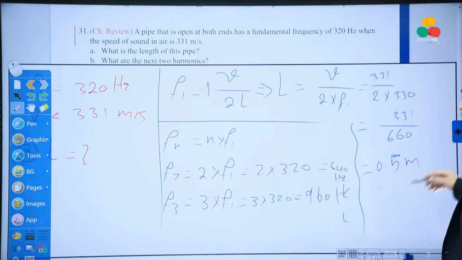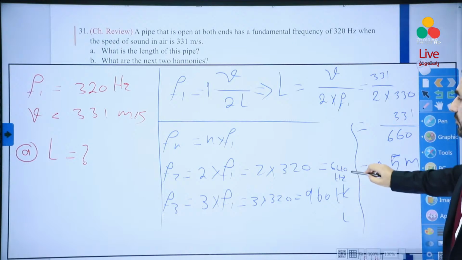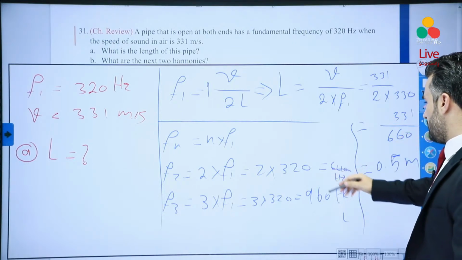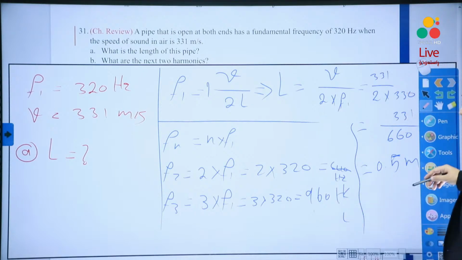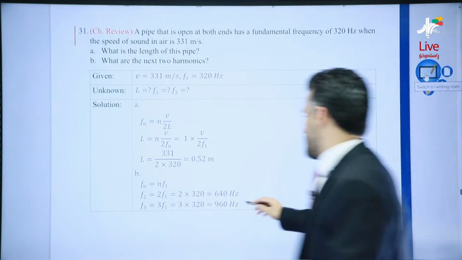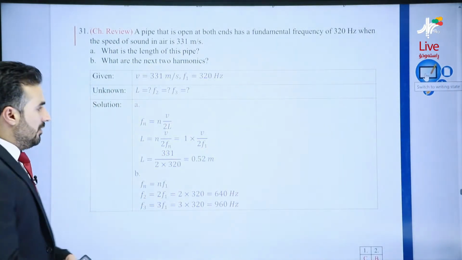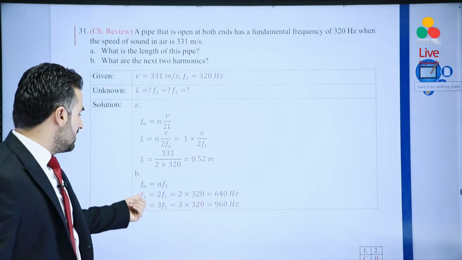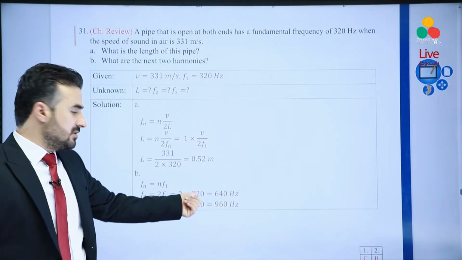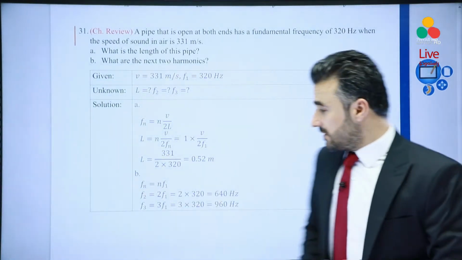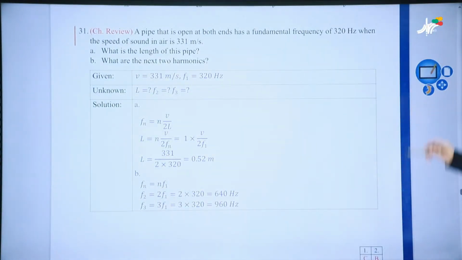All right, so these are the answers there, of course. 640 and 960, that is correct. You could just see there that the length was about 0.5 meter. And of course, the second harmonic, 2 times the first or fundamental, is 640. The third one is going to be 3 times the fundamental frequency. And of course, here's what you see.